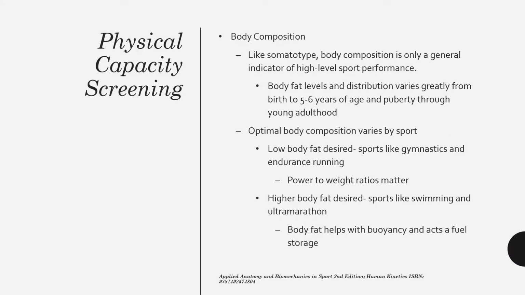Next, we're going to look at body composition. So like somatotypes, this is only a general indicator of high-level sports performance. Body fat levels and distributions are going to vary greatly from birth to about 5 or 6 years of age. Then they stabilize for a little bit. And then they're going to change again rapidly during puberty through young adulthood. So again, you need to use body composition together with other factors. Also, the optimal body composition is going to vary by sport.